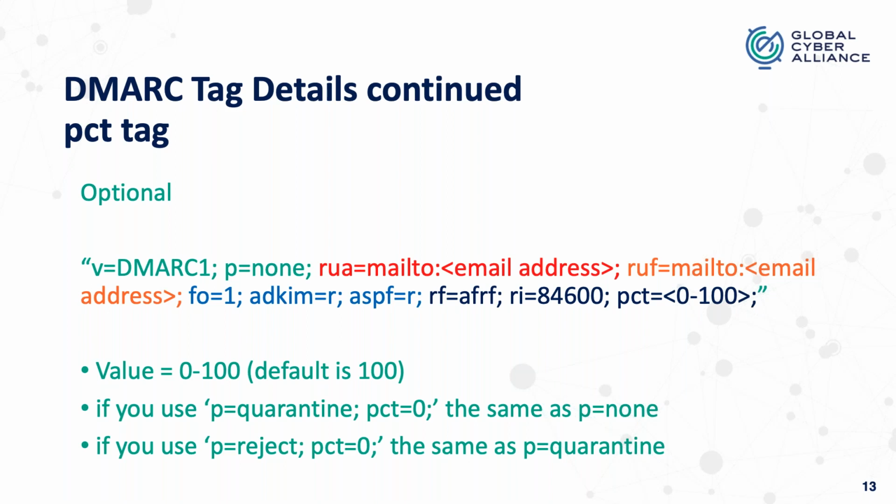But take into account, if you do adjust the numbers, if you put in p equals quarantine and percentage is equal to 0, that's the same exact thing as putting in p equals none. If you put in p equals reject with a PCT equal to 0, that's the same as p equals quarantine. So if you're at quarantine or reject, use a value higher than 0.